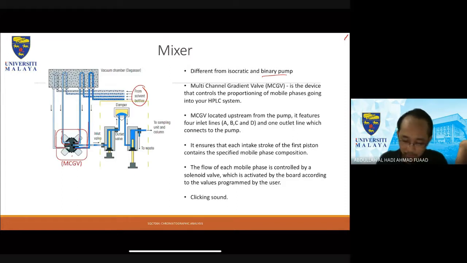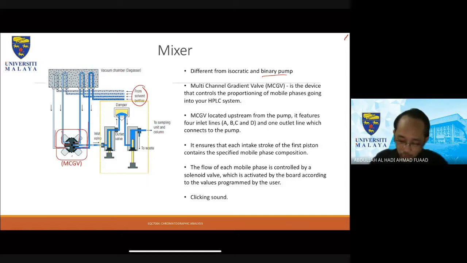Perhaps I don't have the picture over here, but maybe I can show it to you guys. Because I'm planning to do a round on the HPLC system, looking at all the components, just recording it and letting you guys view it. Okay, so that is the MCGV system on the left hand side.